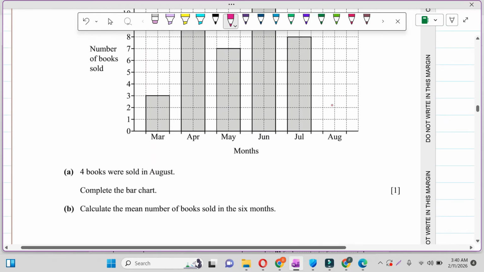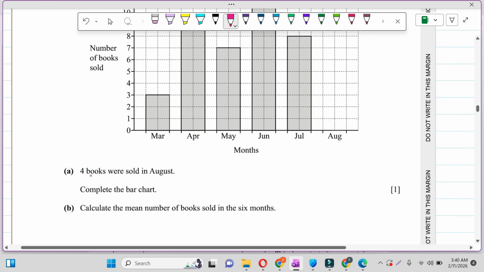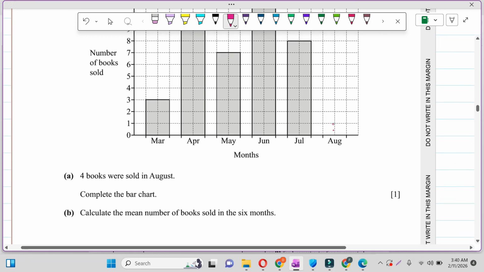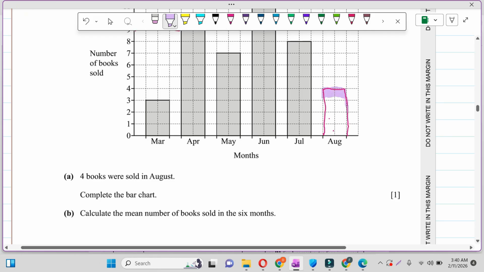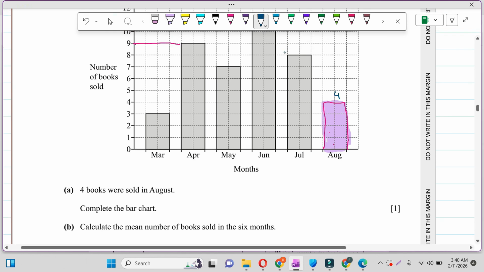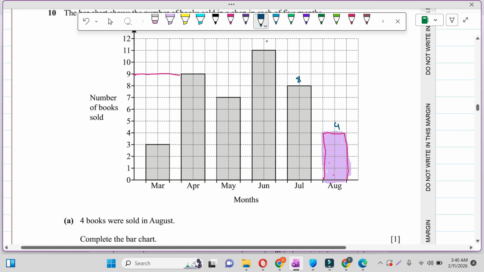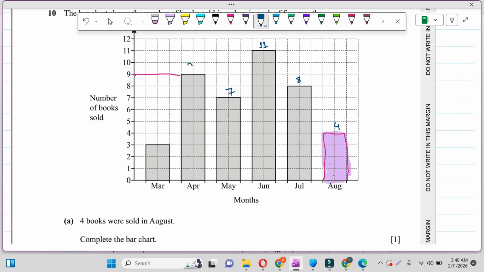Complete the bar chart. Okay, this one is August in which 4 books were sold. So 1, 2, 3, 4. This one. So this one is the 4, and this one is 8, June we will have 11, in May 7, in April 9, and in March 3.